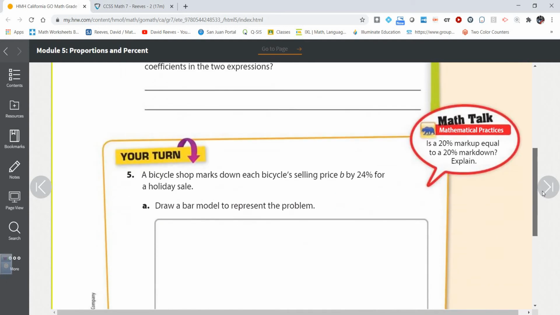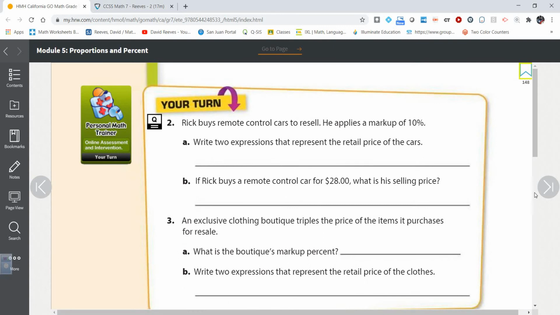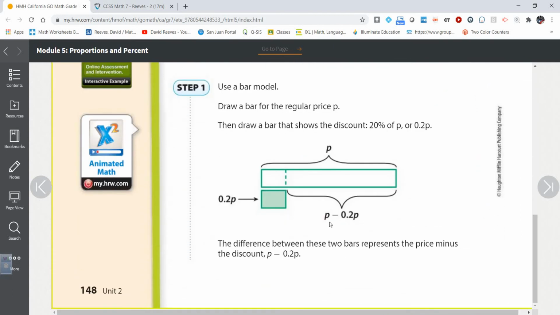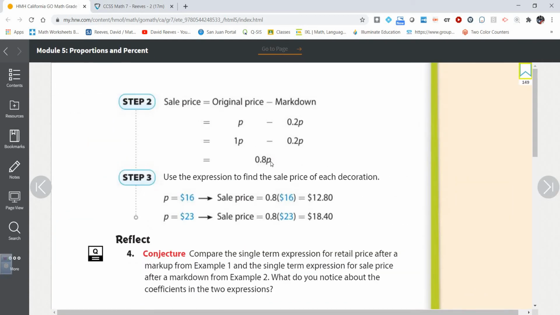All right, so now let's look at a markdown. Remember, with a markdown, you're going to subtract. So we had a markdown. Let me actually go back here. We had a markdown of 20%. So remember, our expression was our original minus 20%, but we said you could combine that. If you take away 20%, you have 80% left.